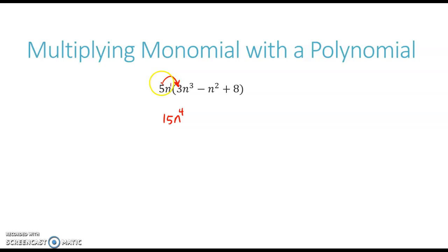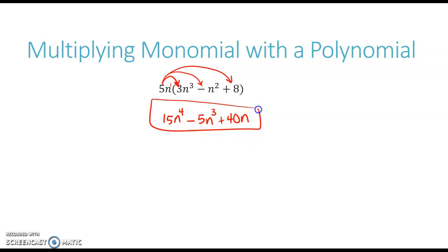Then I'm going to take this 5n times a negative n squared, which would make this a negative. 5 times 1 is 5. n to the first times n to the second is n cubed. And then 5n times 8. I'm going to take 5 times 8, I'm going to get 40, so plus 40. And then we just put the n, because there's no exponent to add to it on that one.